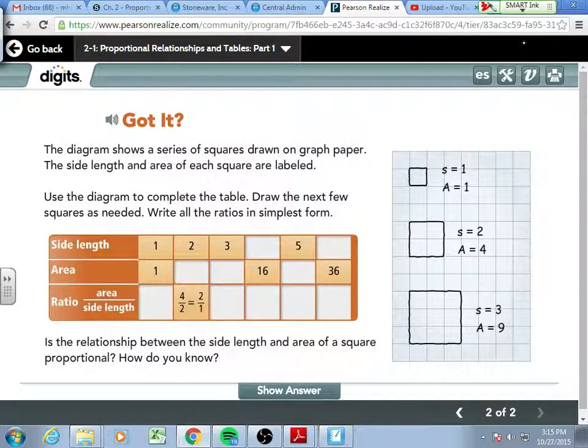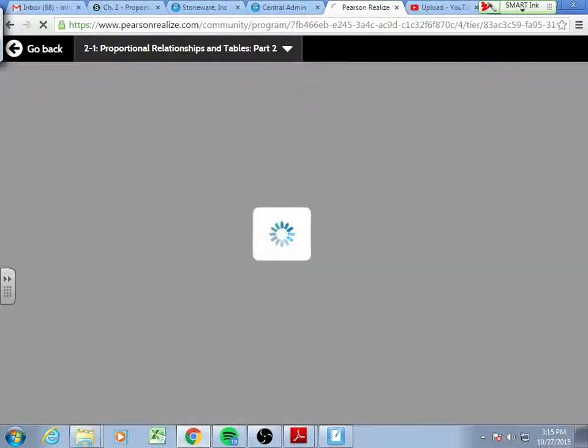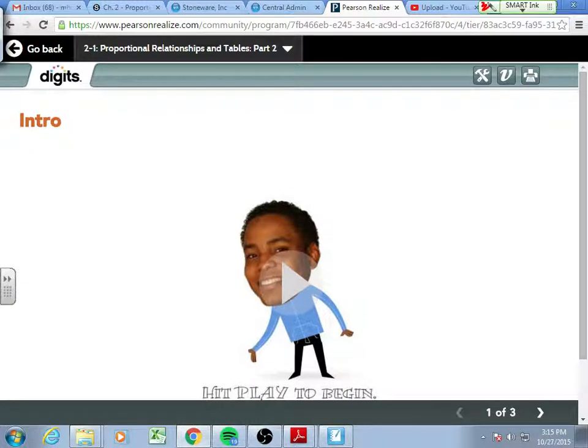Questions on this? All right, so now you have a few examples to try. We're going to do the first. Yes or no? The second one was no, because the ratios are different, or they are not equal.